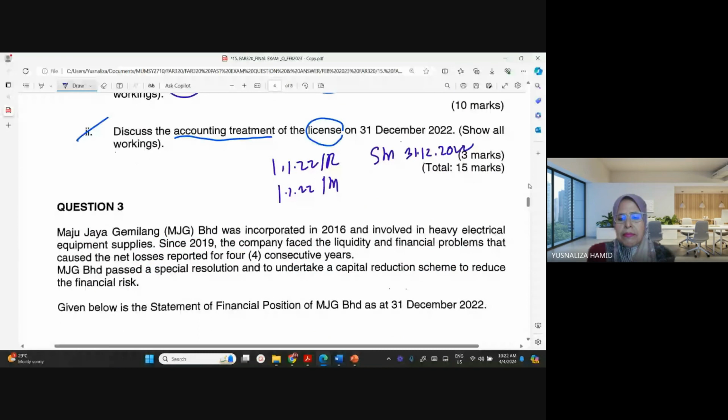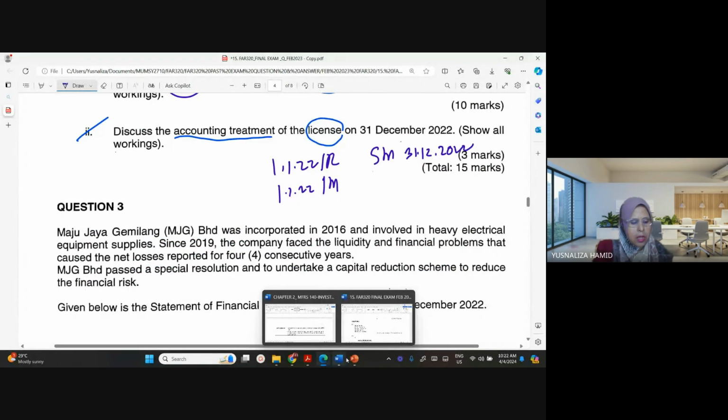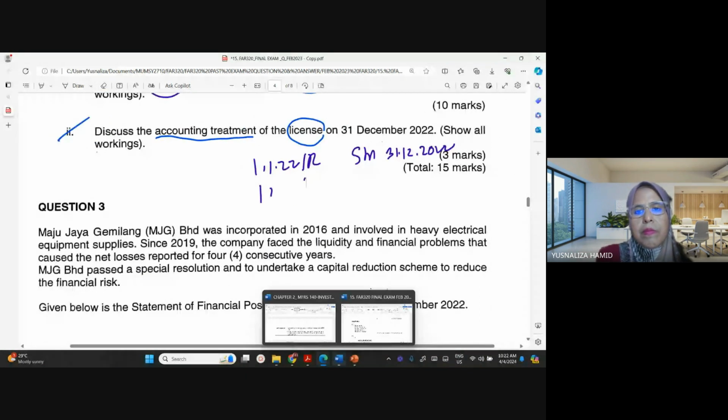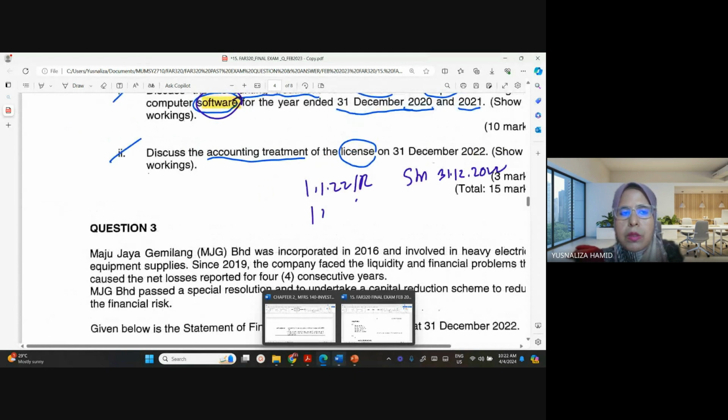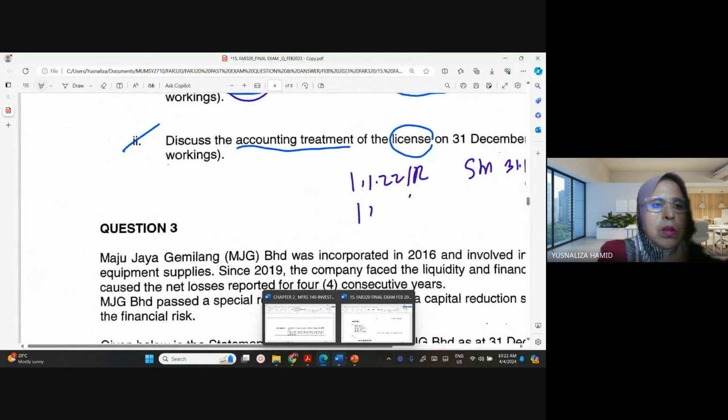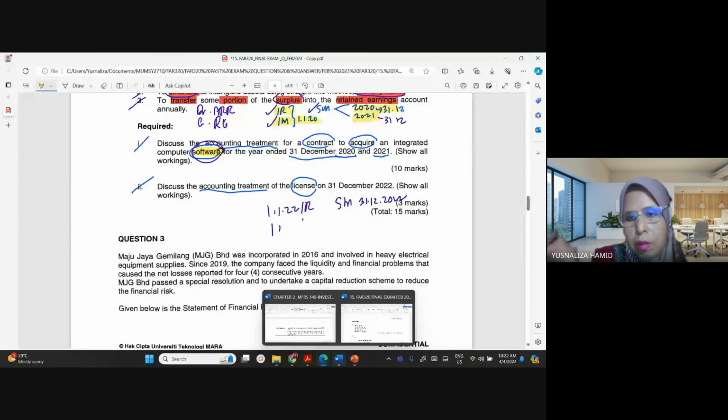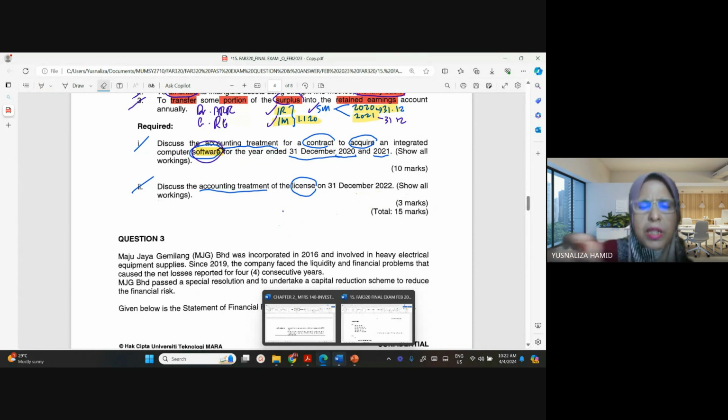Before we can discuss, we may have to do some workings to get the marks for the working. So I will start off with software. Let me erase this all. You can do that yourself actually, because this is very similar to MFRS 116.